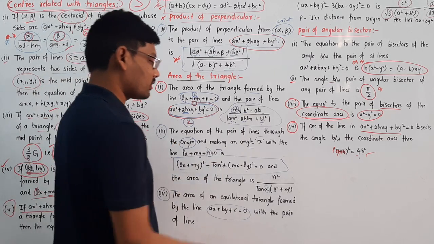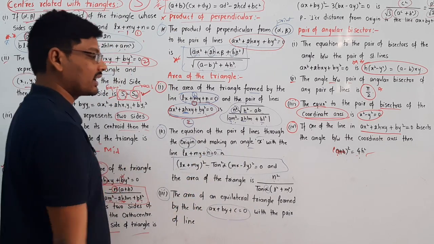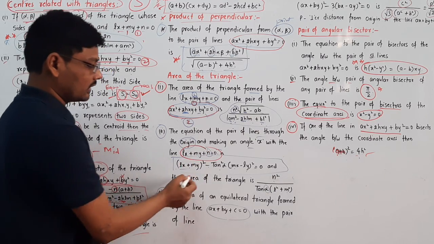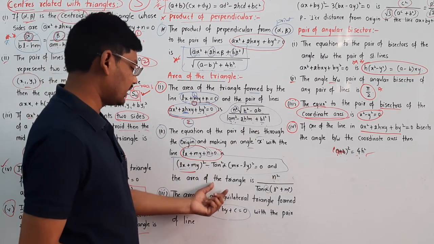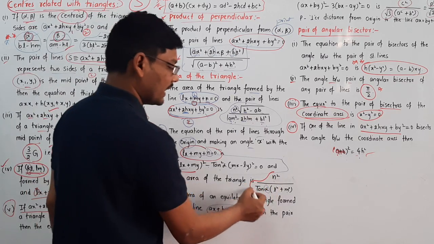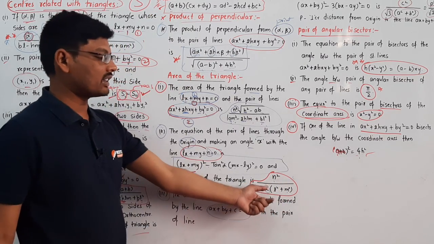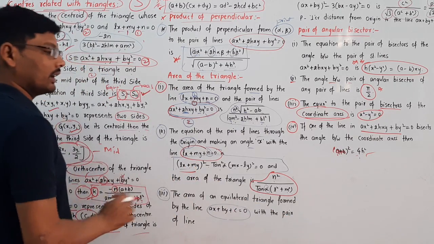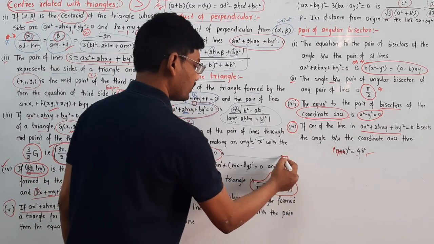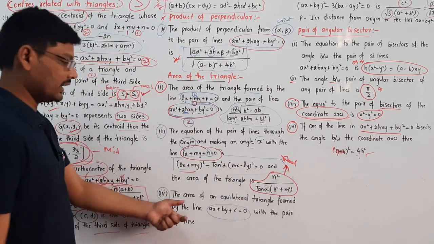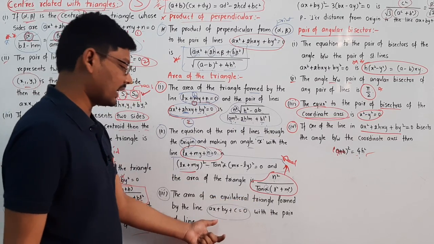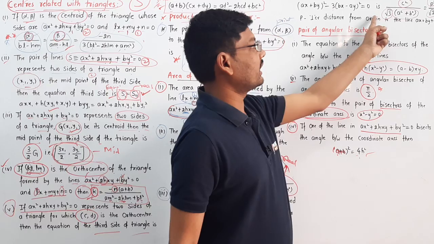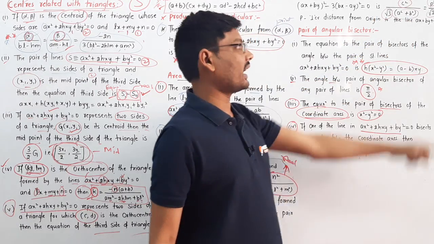The equation of the pair of straight lines through the origin and making an angle alpha with the line Lx plus My plus n is equal to 0, and this is the condition to find the area of the triangle. The area of the triangle is n square by tan alpha times L square plus M square. This is the real value. The area of the equilateral triangle formed by the line and point is nothing but the condition, and this is the formula to find the area of the triangle.